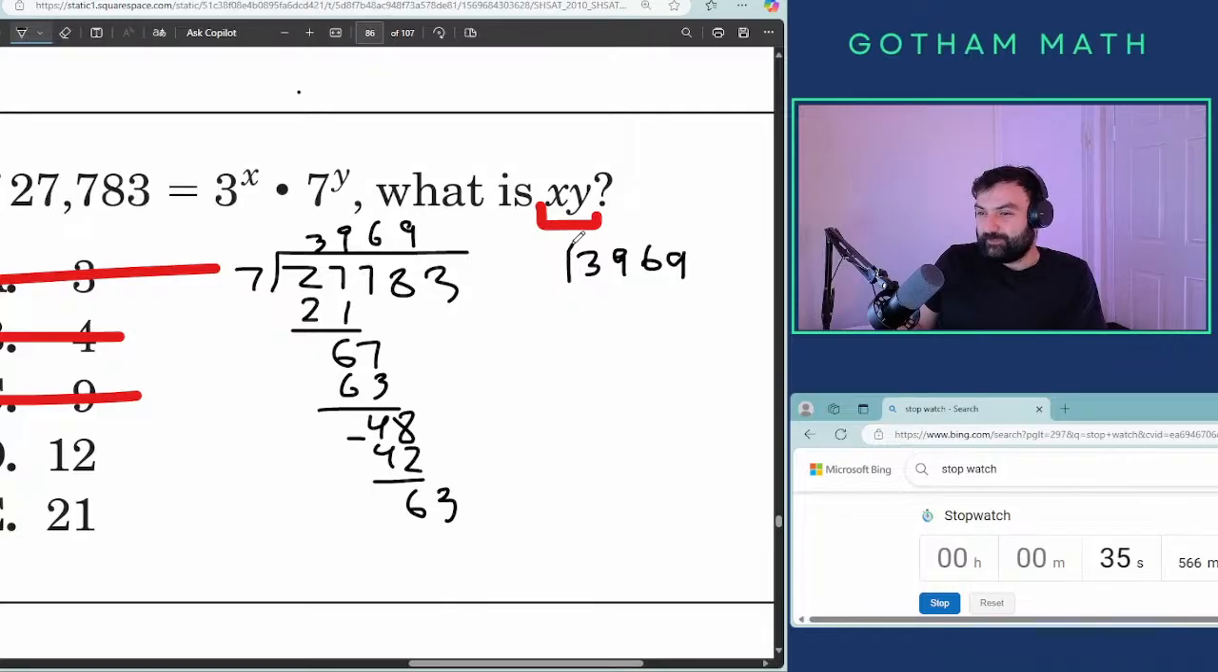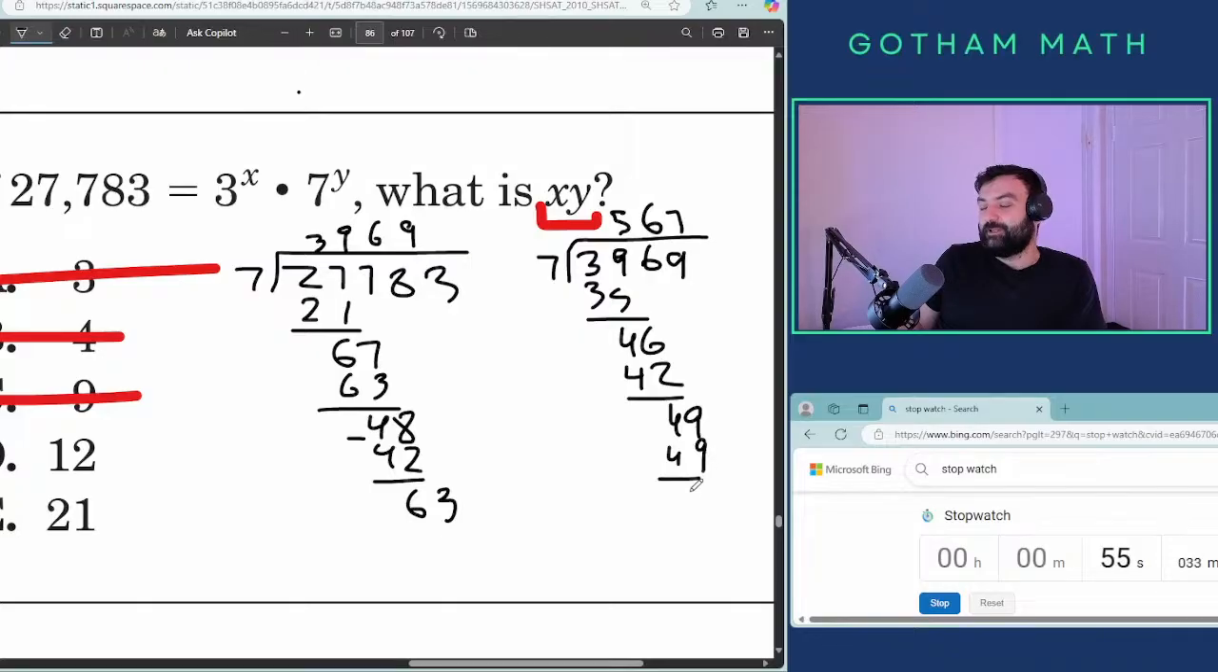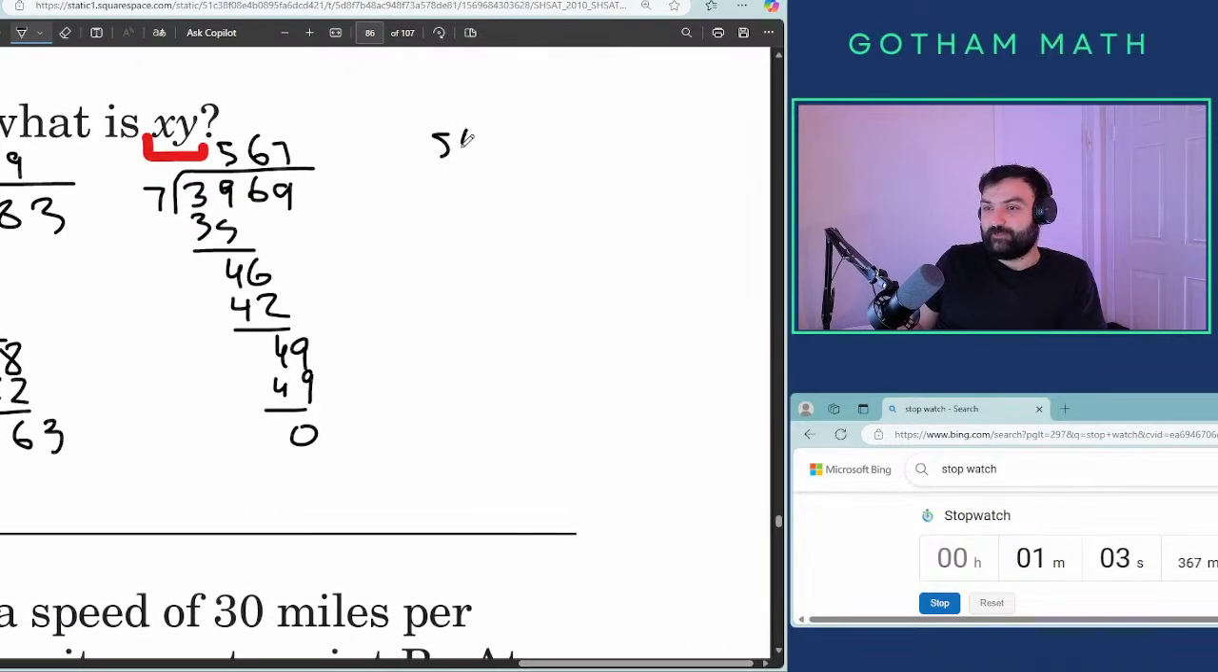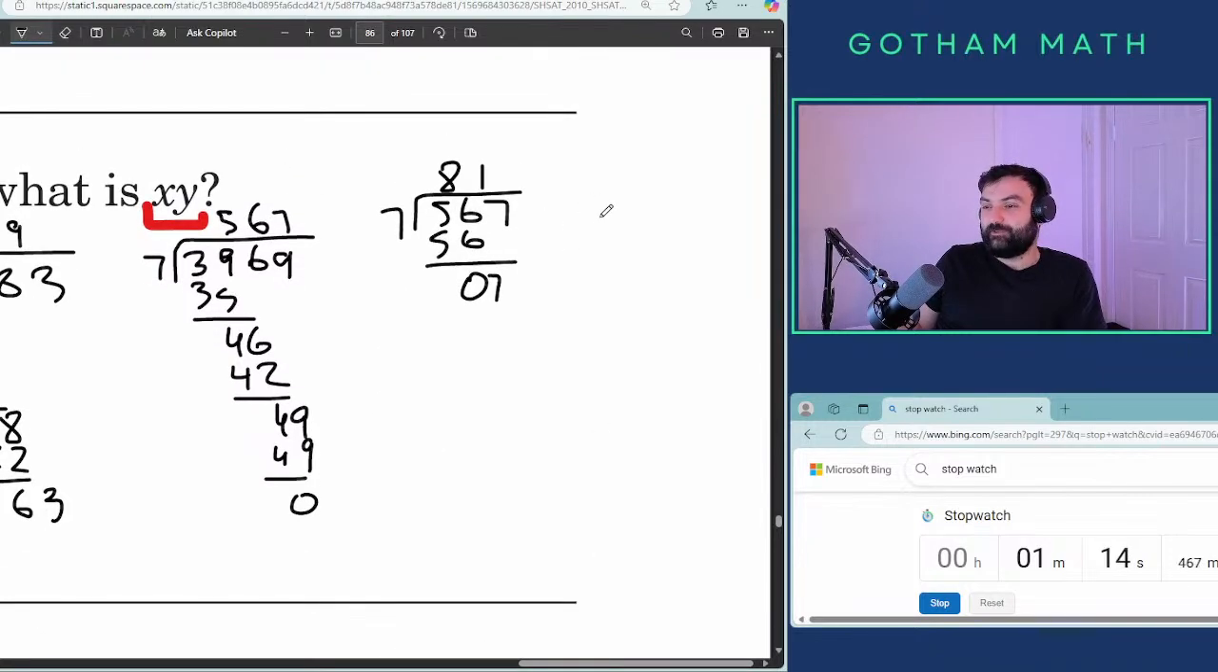Can I divide it by 7 again? Let's see. So it's going to be 5, 35, 4, 6, 6, 42, 49. Yes. Minus 49 equals 0. So 2 sevens. Now 567. Is it divisible by 7? Yes, it is. 567 divided by 7 is going to be 8, 56, 0, 7, 1. All right, so no more 7s because 81 is not divisible.